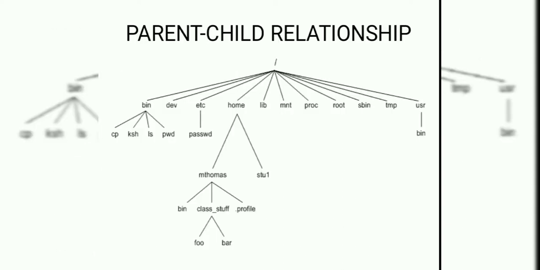Here we have a diagram of the Unix file system. All the files in Unix are related to one another. All the files are organized in a hierarchical structure with its highest level directory called root. Below this root directory, there are a number of subdirectories. These subdirectories in turn have more subdirectories and files.